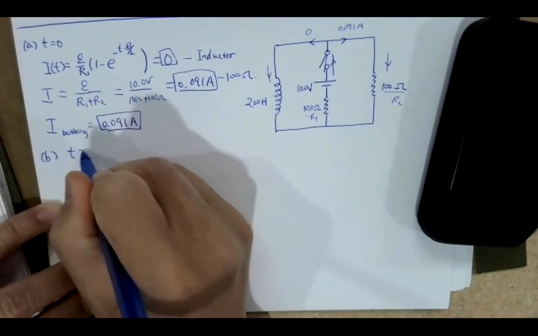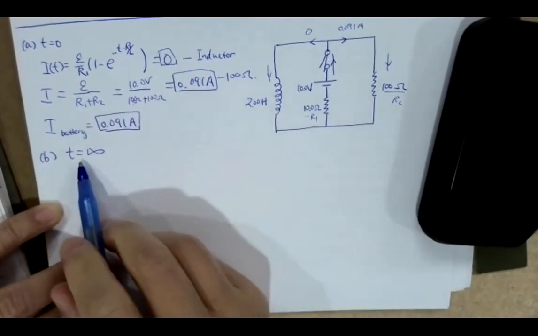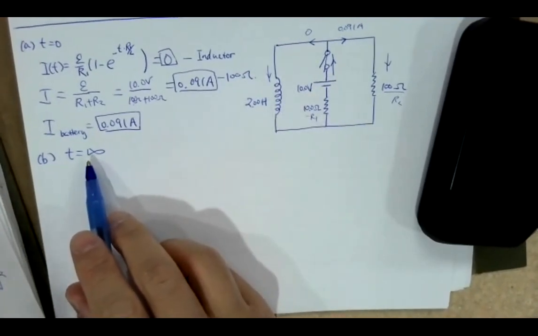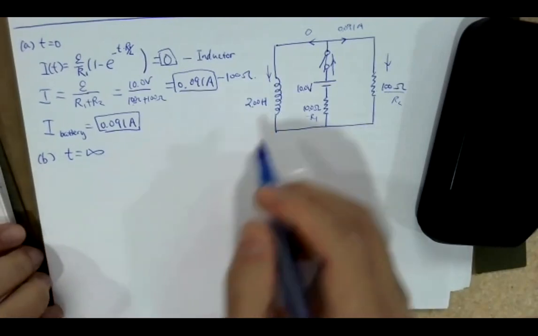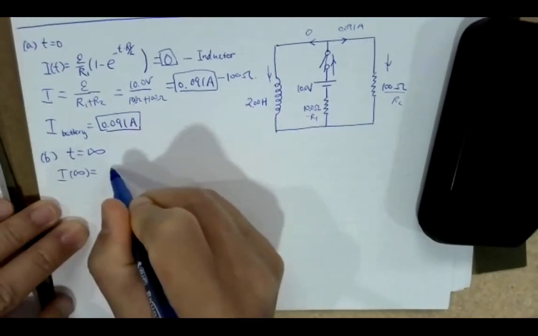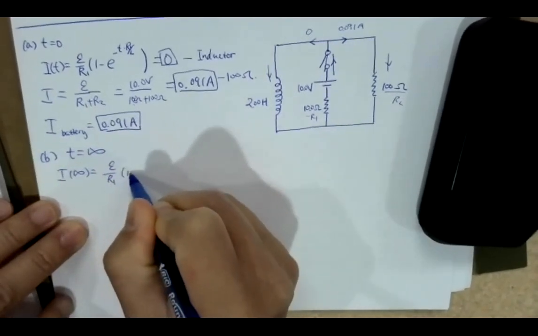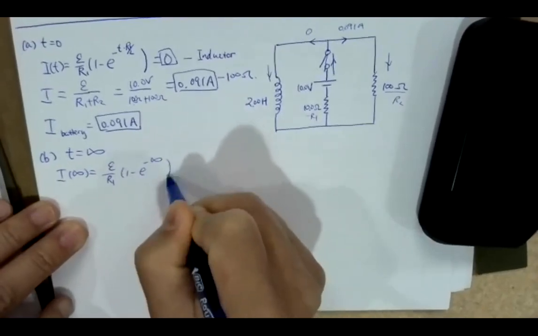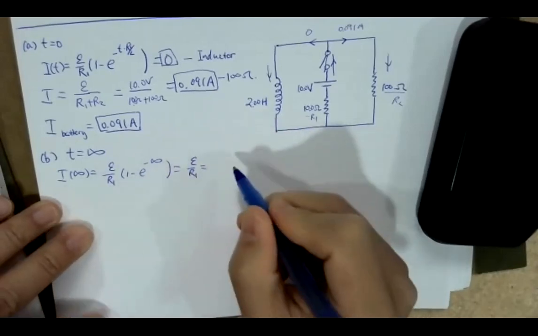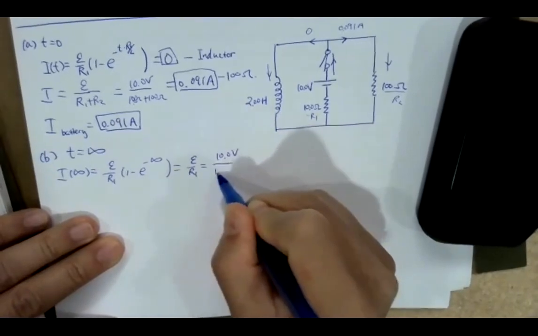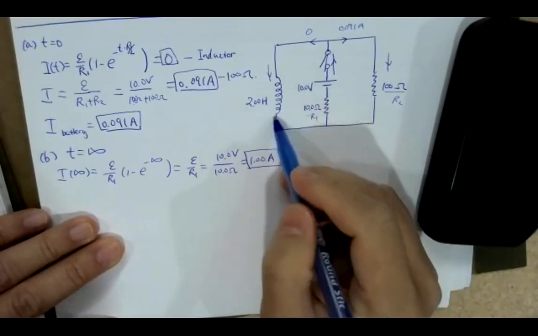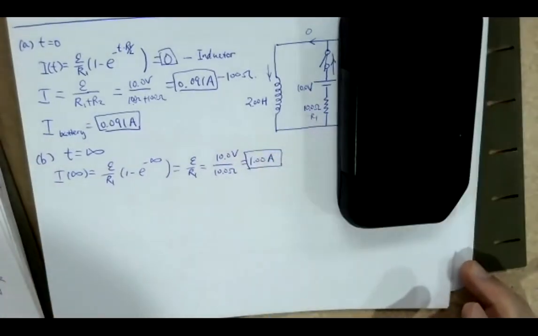Part B is asking you what will be the currents on those three elements long after the switch is closed. Then that means your time is equal to infinity or very large. So then the current through this one you can calculate. I infinity will be equal to epsilon divided by R1 times (1 minus e to the minus infinity), right? So that's epsilon divided by R1. That should be equal to 10 volts divided by 10 ohms. Okay, so 1 amp on that.